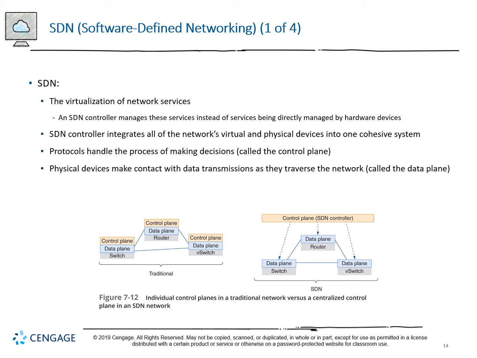We have protocols that handle the process of making decisions. This is called the control plane. You can see it rendered in that kind of yellowish tan color in the graphic below. Physical devices will then make contact with data transmissions as they move across the data plane, rendered in blue, and then the actual devices we see rendered in gray. So we have what are called abstraction layers passing data in between them.